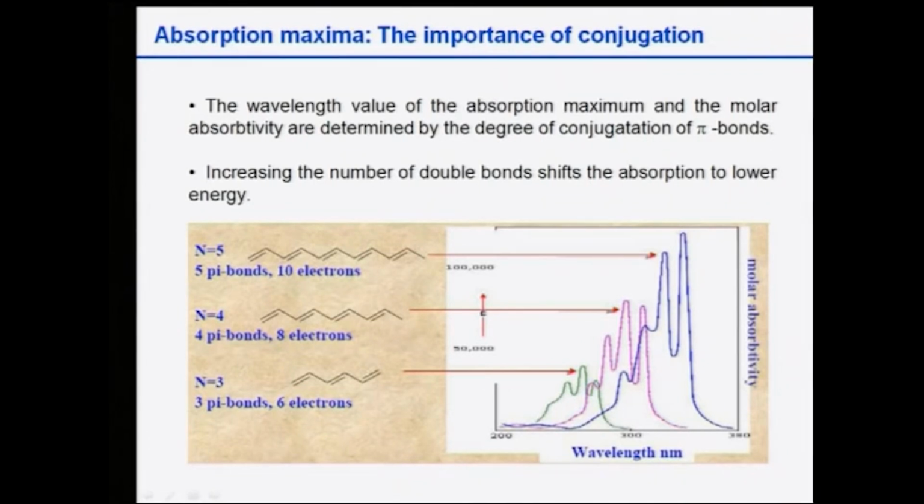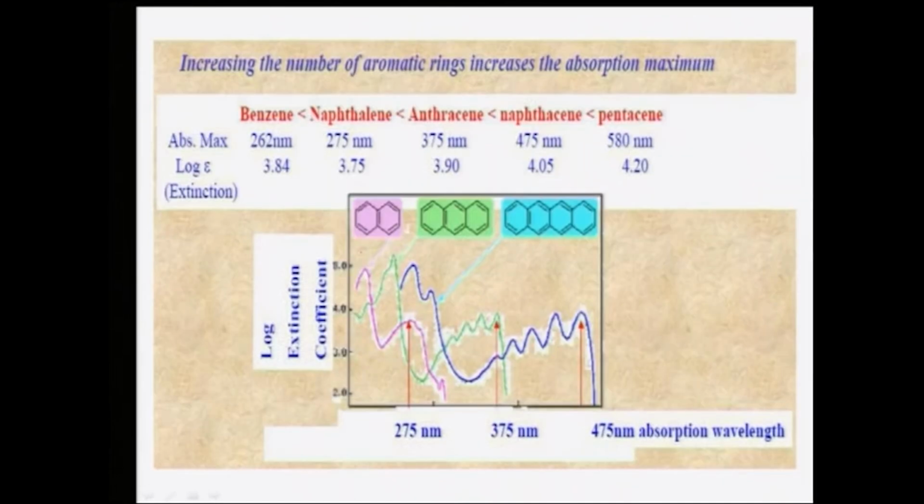So, you can see here these are for 5 pi electrons, this is for 4 and this is for 3 pi electrons. These are the molar absorptivity values, 50,000 and 100,000 for these molecules. As you change the pi electrons or conjugations, the absorption maxima comes at different wavelengths. That is very widely used.